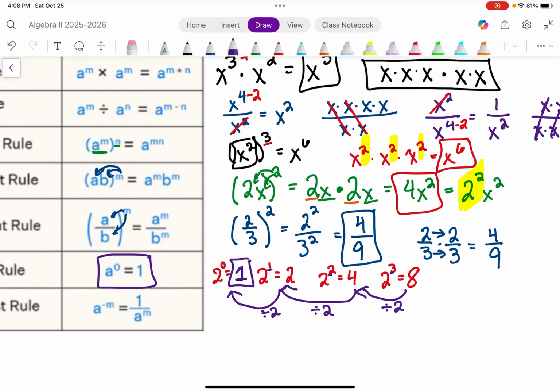So if I replace this with a 3 or a 4, the same pattern happens because every time we increase the exponent, we're multiplying by the base one more time. And every time we decrease it, we're dividing by the base as well. So that's where the 1 comes from. Anything to the power of 0 will always equal 1.